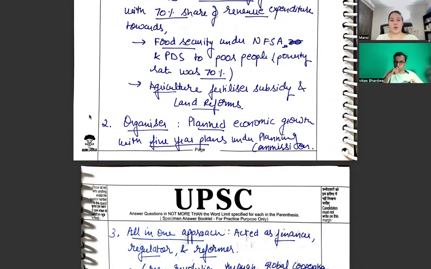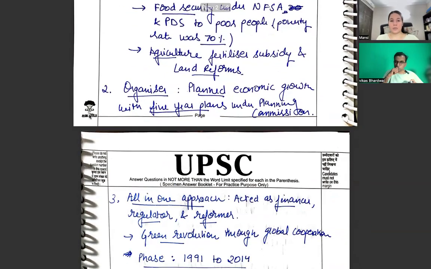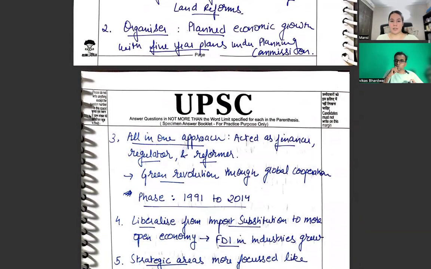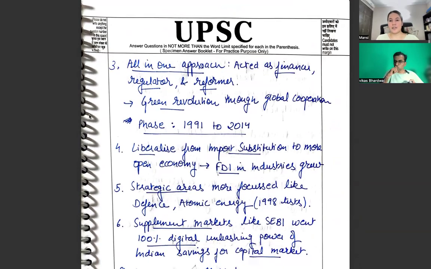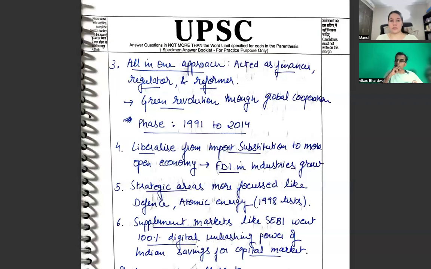Then the government is an organizer through planned economic growth with five-year plans under the Planning Commission. Also, we can say it was an all-in-one approach where the government acted as a financer, a regulator, and a reformer. So the green revolution through global cooperation was realized.